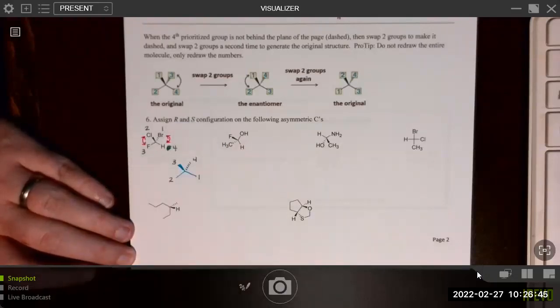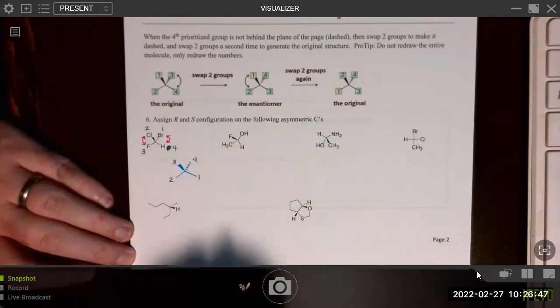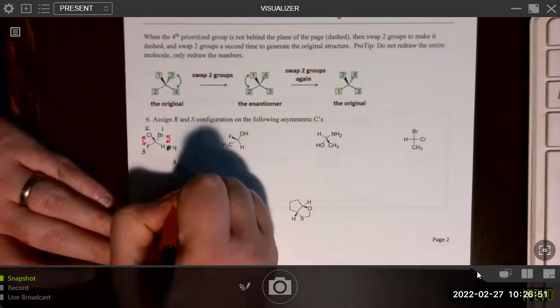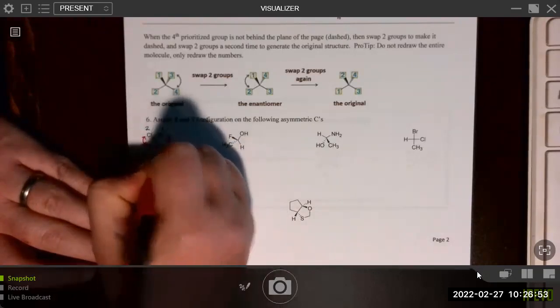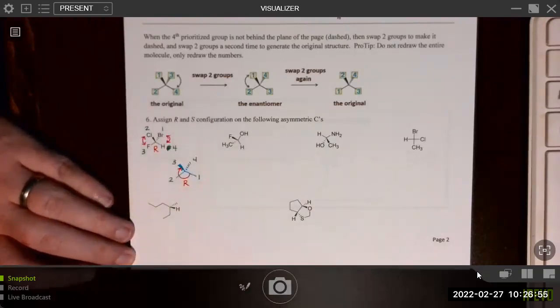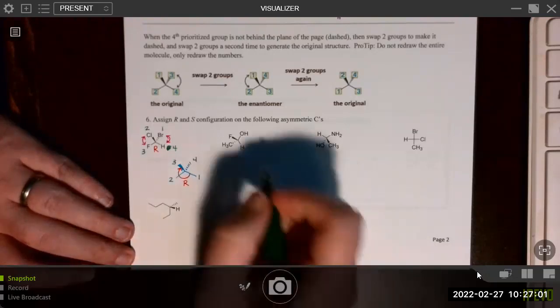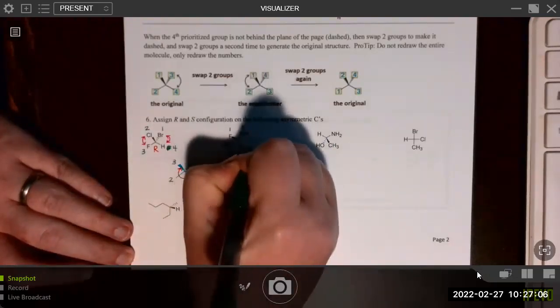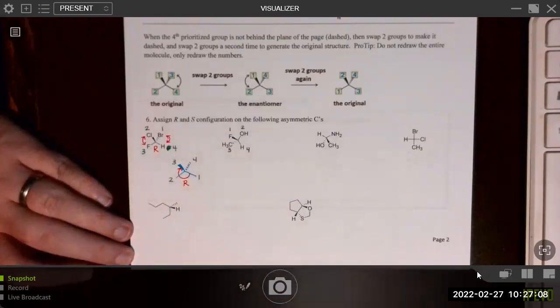So now we can do our rotation, 1 to 2 to 3. This is clockwise and R, which means that this one is also R. Let's look at the next structure. We're going to assign priorities. Fluorine is first, oxygen is second, then carbon, then the hydrogen.